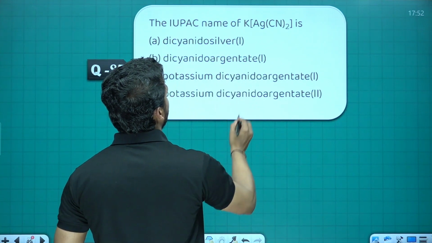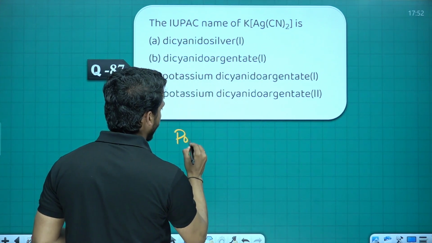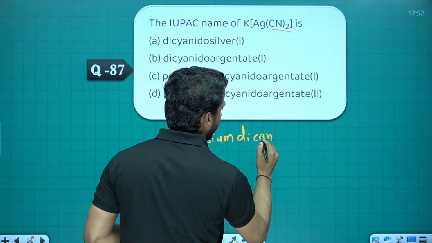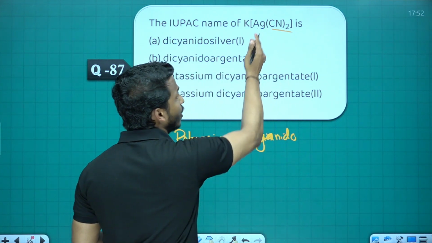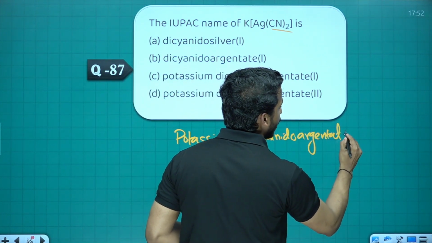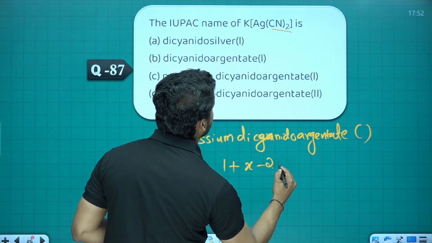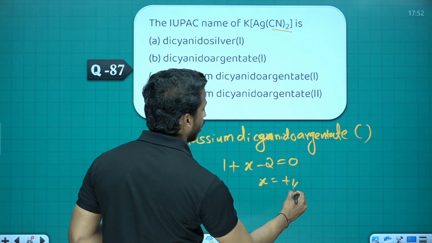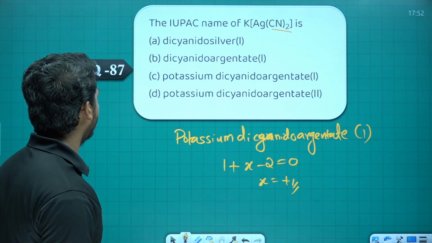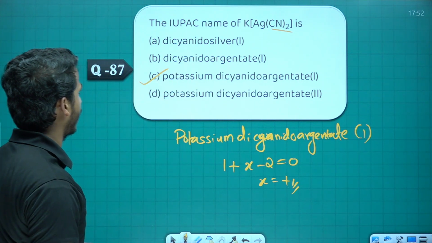What is the IUPAC name of this complex? Starting with the K, right? Starting with the potassium, okay? So potassium, dicyanido. You know silver, when it is present in the anionic part, is called argentate, right? Argentate. What is the oxidation state? Only 1 potassium, silver X, 2 cyanide minus 2, overall 0. X is equal to what? Plus 1, right? Where it is given, my dear, check it all. Potassium dicyanidoargentate(I), right? Option C is the correct answer.